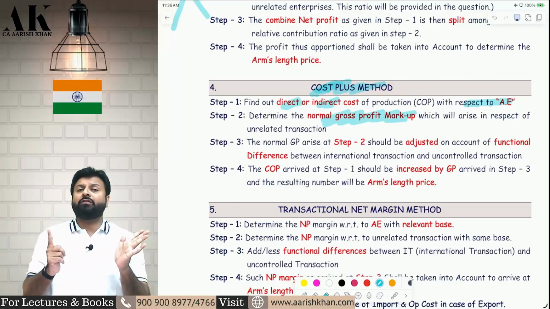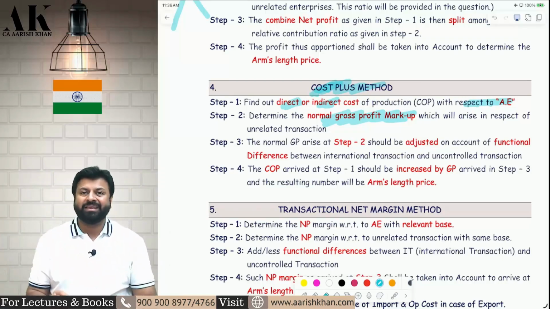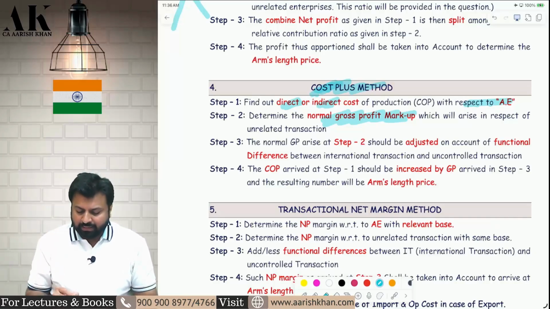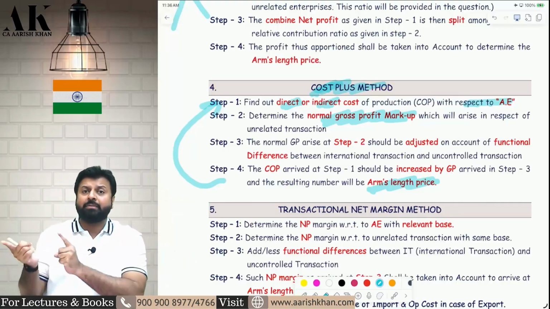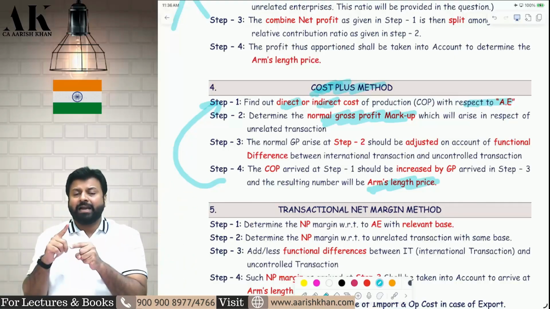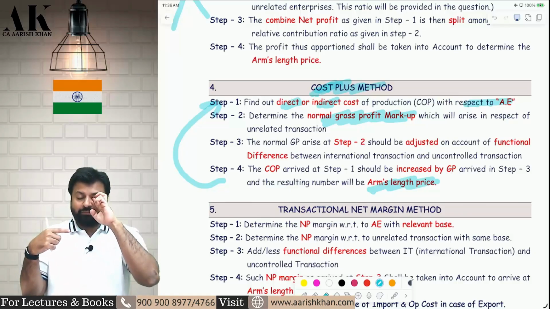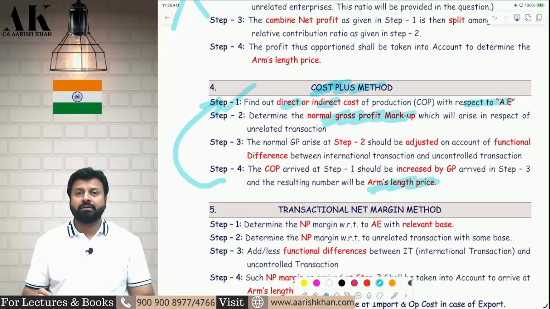So the cost you will take of whom? Step number 1, the cost you will take of your associate enterprise and the markup you will take of the third party. And then you will adjust the markup, add or less, and you will find out a revised markup. And that markup you will add to your cost and then you will get your arm's length price. So again I am saying, the cost you will take of your associate enterprise, the markup you will take of the third party, and that markup you will adjust, find out the functional difference between both of them. And then after doing the functional differences, whatever the revised markup comes, that you will add to your cost. That will give you your final arm's length price.